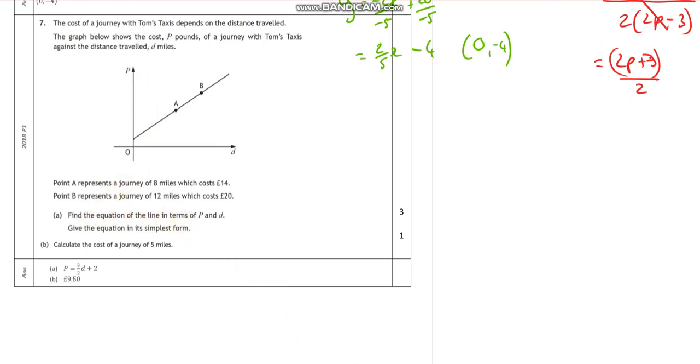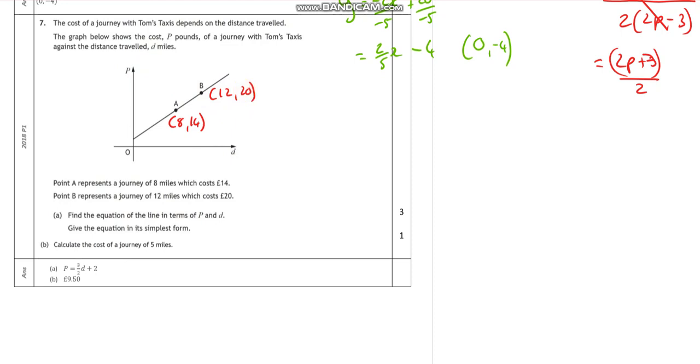So it's really straight line in context. We've got distance along here, we've got price up here. And again, feel free to pause the video and read the question more if you want. But if I say I've got 8 miles and 14, that just means that is 8:14. B is 12:20 because D is the x-axis and P price is the y-axis.